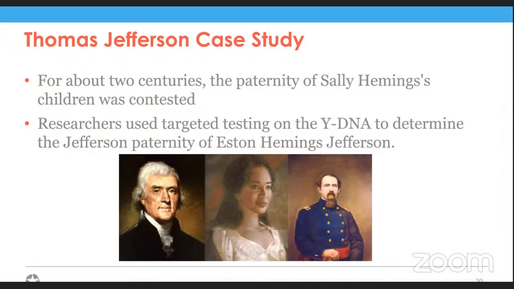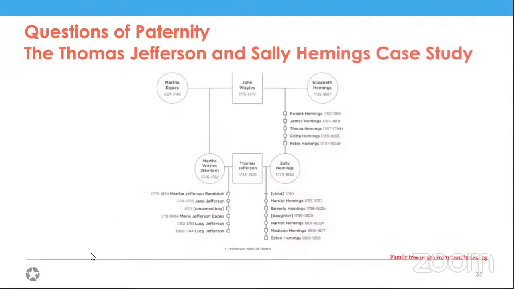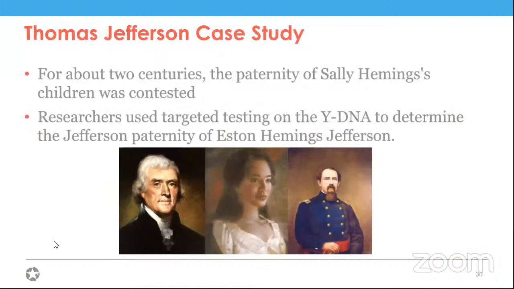So in order to answer these claims, several studies were conducted on the known descendants of Thomas Jefferson, as well as the suspected Hemings Jefferson descendants. For these tests, the researchers conducted a series of tests using Y-DNA on the descendants of 3 different male lines. And in the picture here on this slide, we have Thomas Jefferson, Sally Hemings, and then the last picture there is going to be one of the children believed to be the offspring of Jefferson and Hemings.